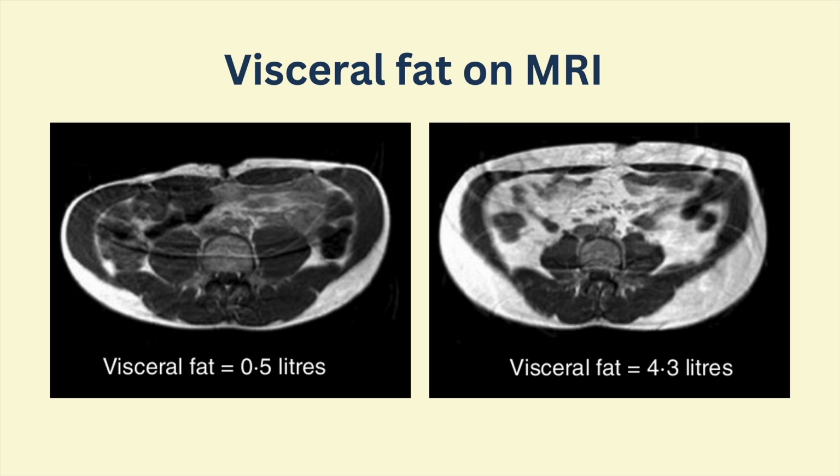This is someone who has subcutaneous fat, but look at all this white stuff. That white stuff is visceral fat. That's the chemical spill. That's the dumpster fire going on inside this person's body. What if we look at different levels?